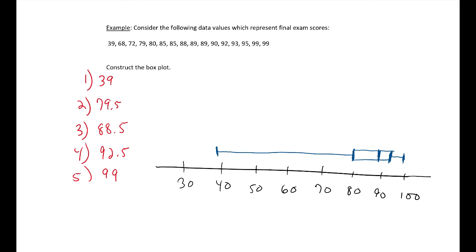So there you go. If you have a box plot, you should be able to look at it and be able to tell what the minimum is, what the Q1 is, what the Q2, Q3 is, and also what's the maximum data value.